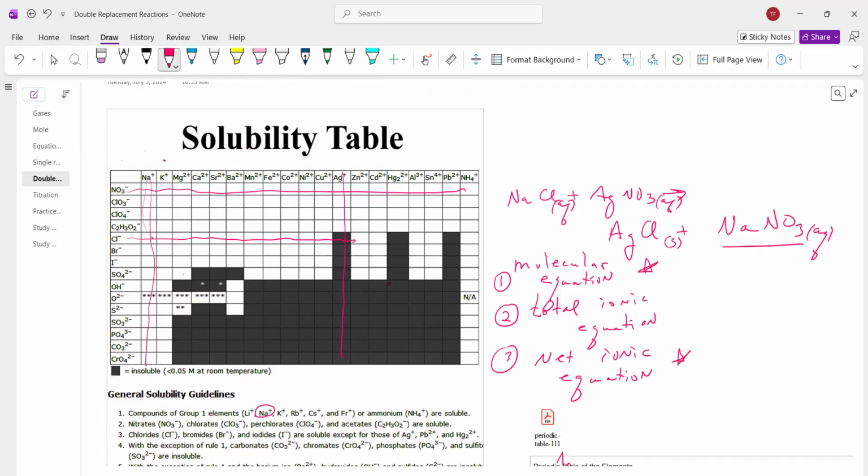Okay, what about this net ionic equation? So we just showed that we have a solid form. That means we have a net ionic equation. Okay, so what formed the solid? The solid is silver chloride. What was used to form silver chloride? Two things. What are the two things used to form silver chloride? Silver and chloride.